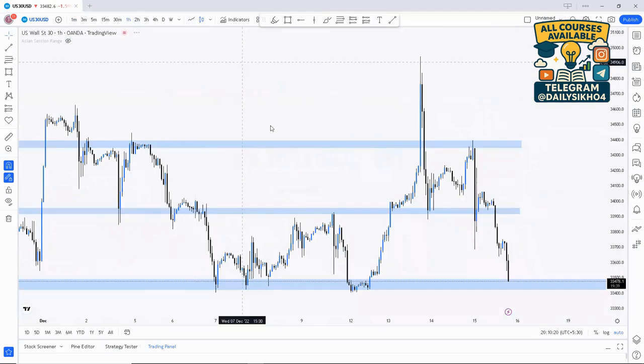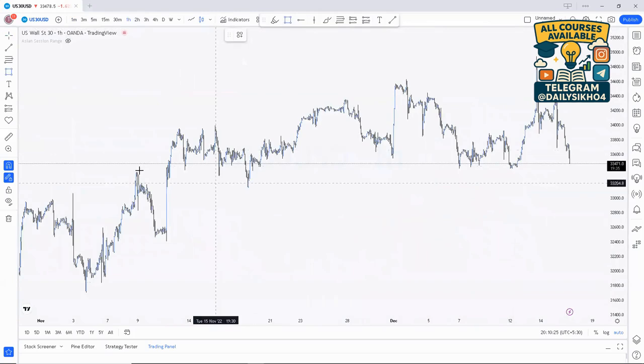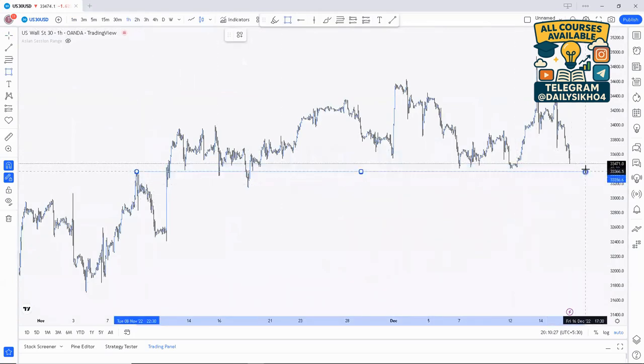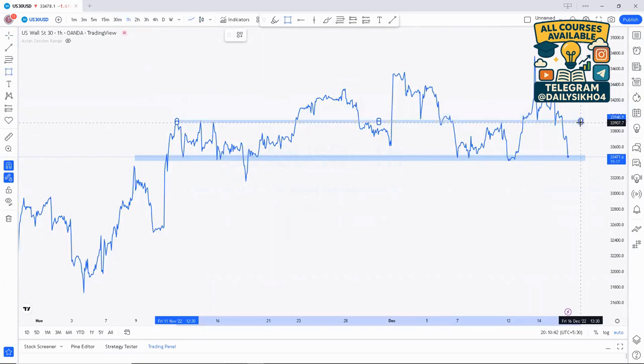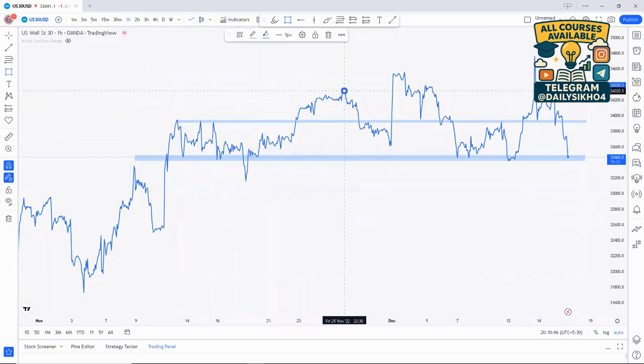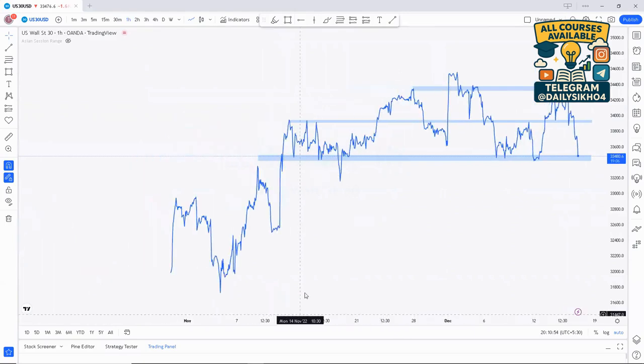So criteria number one is any area which has more than 3 touches, and any area which looks like a strong level, like for example this. Just go on the line chart. That's the first rule. Wherever you see the most trading activity, meaning wherever you see most of the touches happening, that's where you mark out your support and resistance. Like for example, these three areas are some of the most important areas.